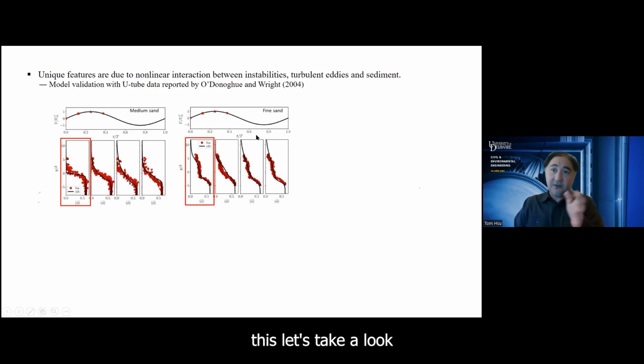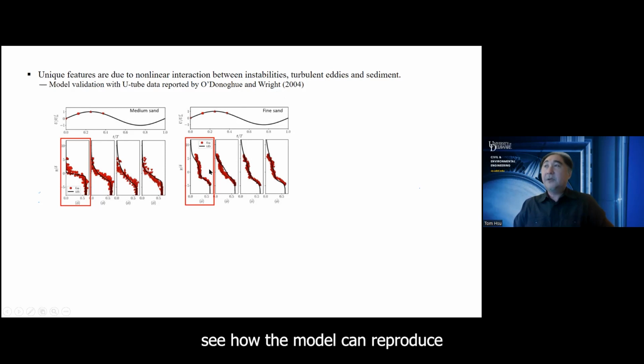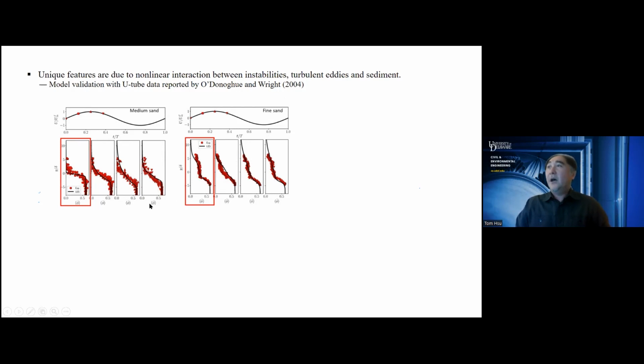First, let's take a look at how the model can reproduce the measured sediment concentration profile. In this case, they are all under a sine wave. What you see here is that the model, for both medium sand and fine sand, can generally reproduce the sediment concentration profile under different phases of the wave. More importantly, if you look at the fine sand result on the right, the model is able to reproduce this interesting shoulder feature of sediment concentration.